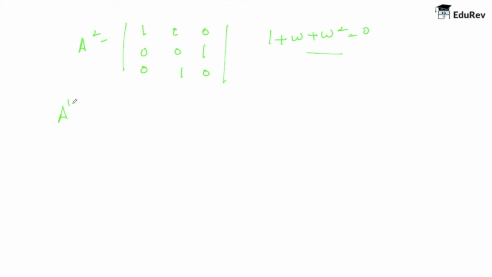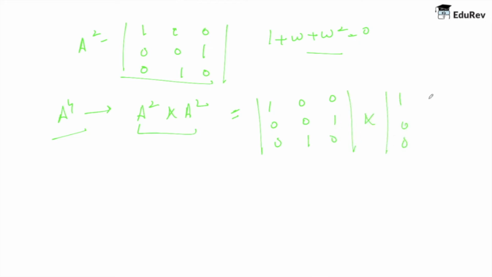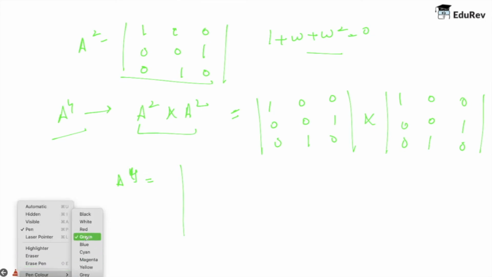Now I want to find out A to the power 4. We know that A to the power 4 is nothing but A square cross A square. Now I know what A square is, so we can find A square cross A square. It's simply going to be [1 0 0; 0 0 1; 0 1 0] into [1 0 0; 0 0 1; 0 1 0]. So A to the power 4 is going to be what? First of all, how to calculate this matrix? If you do not know, then do not worry. Let's see how to solve it.